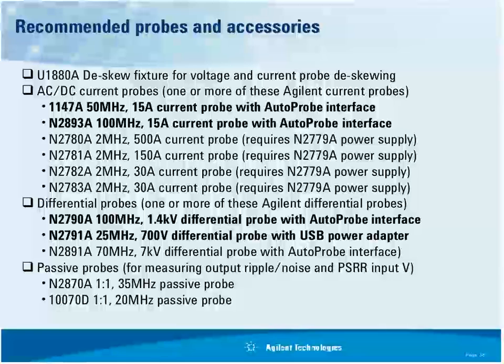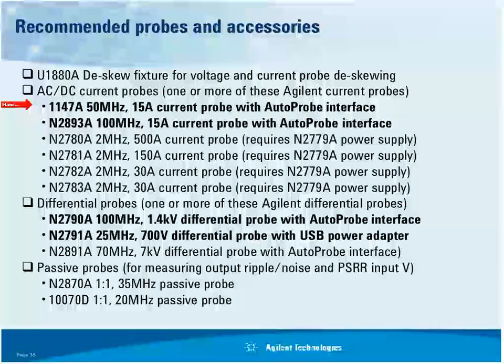Now the scope itself will ship with standard 10-to-1 passive probes. And so those probes, they're good for some of the measurements, like the DC output. If you're going to characterize the output ripple as well as turn on, turn off time, you can just use the standard probes that ship with the scope.